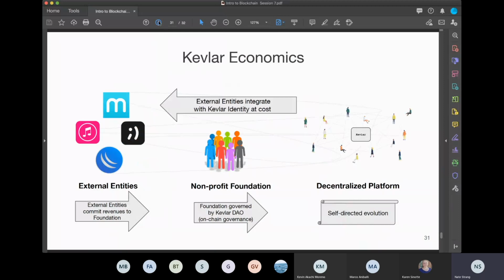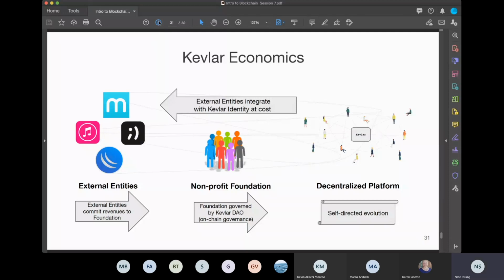Each participant is operating as a node, and like Mark just pointed out, entities and other types of participants will operate as validators. Now, a nonprofit foundation will be governed by Kevlar's on-chain governance or decentralized organization. So this nonprofit foundation is essentially a group of people who are operators and managers responsible for dispersing funds, executing processes according to the results of votes and proposals that come through Kevlar's on-chain governance.